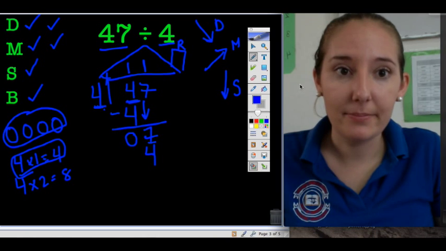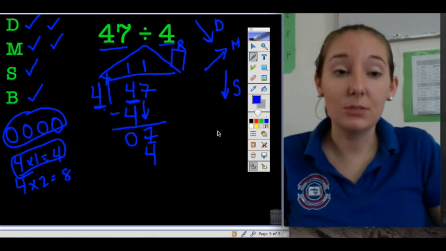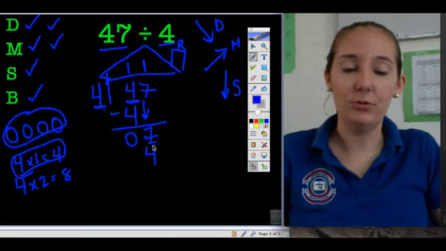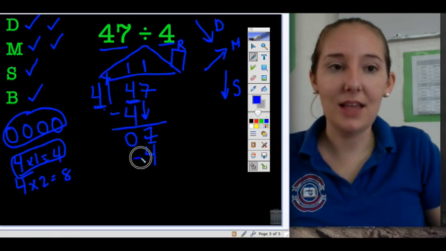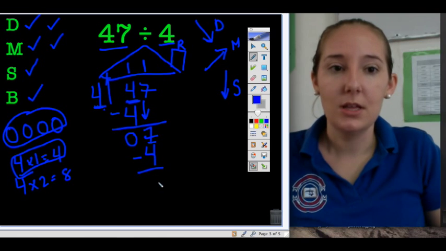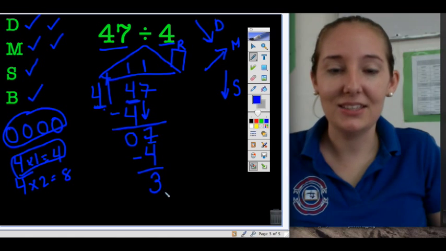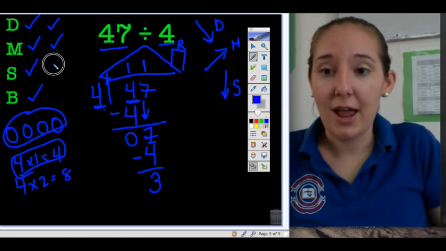What's our next step? Yep, we're gonna need to subtract. So we're going to subtract going down, straight down. So we're gonna subtract 7 minus 4. 7 minus 4 is 3. Excellent. Okay. Now, we subtracted.